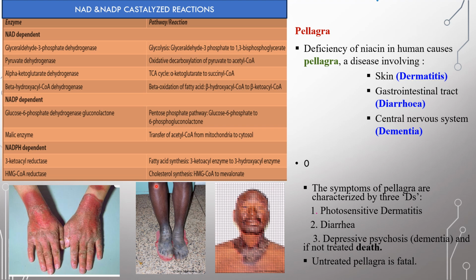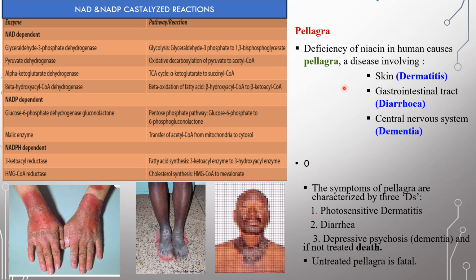Then HMG coenzyme A reductase. It is the enzyme of cholesterol synthesis, and it converts HMG coenzyme A to mevalonate. So we can see all these important metabolic reactions, especially of carbohydrates and fats, are very much dependent on NAD and NADP. In the absence of this vitamin, there will be severe deficiency with manifestations in the form of pellagra. We can see it here.